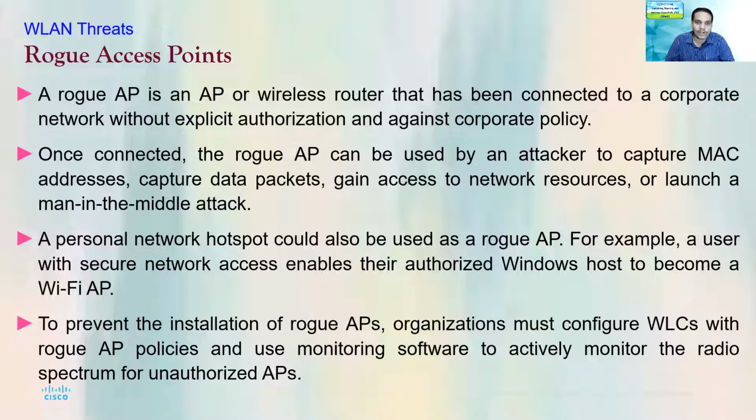A user with secure network access enables their authorized Windows host to become a Wi-Fi access point. So to prevent such things, organizations must configure the WLCs with rogue AP policies and use monitoring software to actively monitor the radio spectrum for any type of unauthorized access points. It should not be tolerated. It should not be encouraged. The people should not do such things.